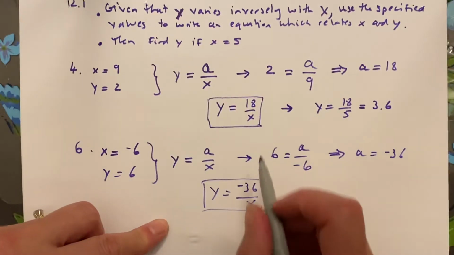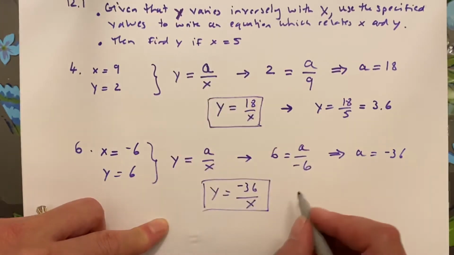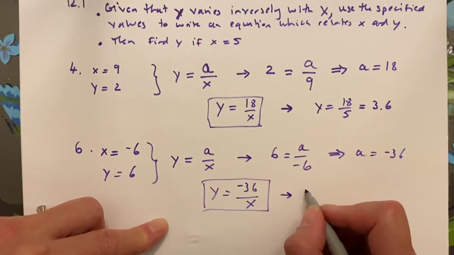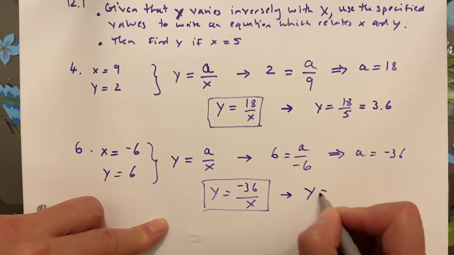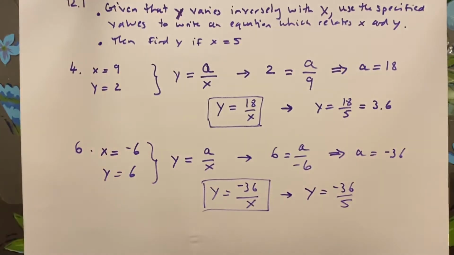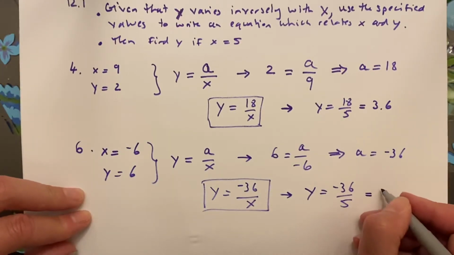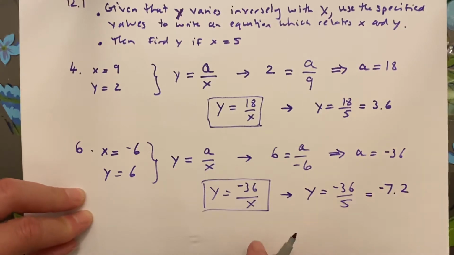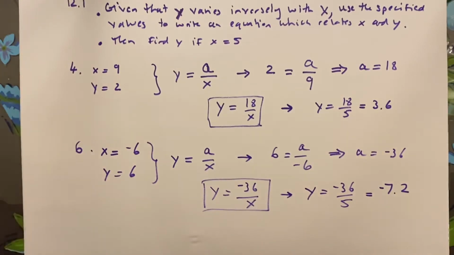The second half, again, I'm supposed to find what y is if x equals 5. Well, if x equals 5, then y equals -36 over 5, which again you could leave as is or write as a decimal, -7.2. Both are correct.